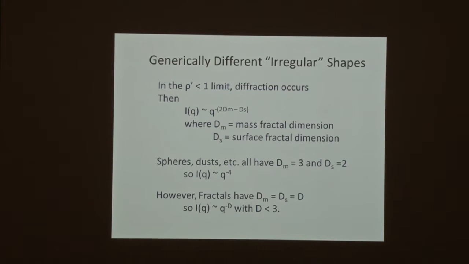Zubko's perturbed spheres, they're not fractal in any manner. They're all three-dimensional with mass scaling, and they're all two-dimensional with surface scaling, and so that's why you get the 4. Fractals are different, right? So once we had spheres and irregularly shaped particles. Now I contend we have spheres and 2 types of irregularly shaped particles. So we're making some progress.